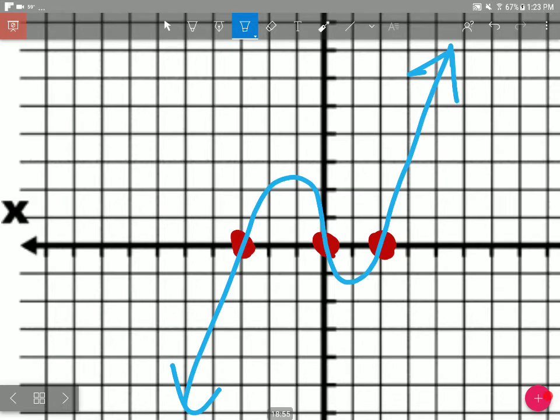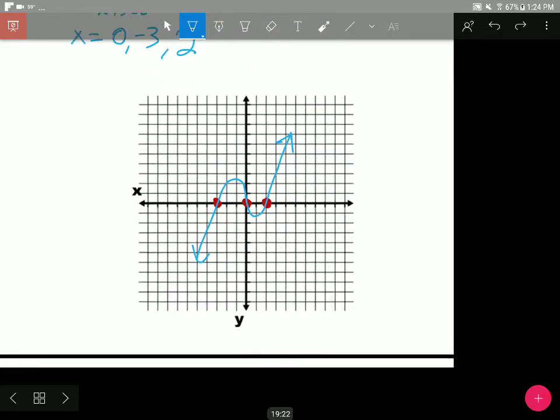Cool? Now, understand, the scale of that is not correct. The roots are correct, and the direction it goes in the end is correct. All right? But this might be really steep. This might be really shallow. You don't know. It might be something that looks kind of like this. Really shallow like that. All right, but that's what we're going for. Cool?